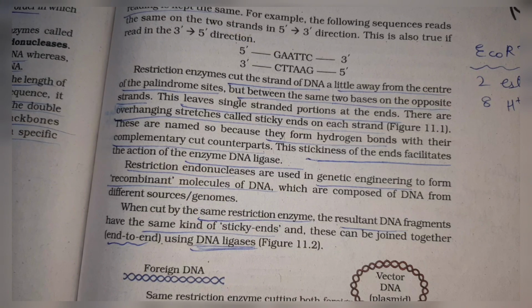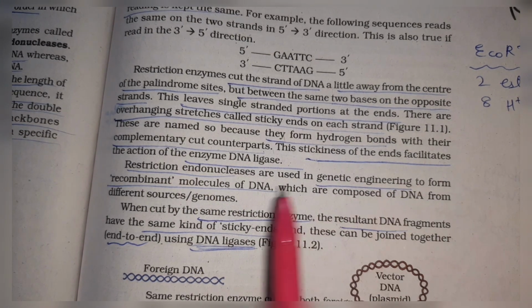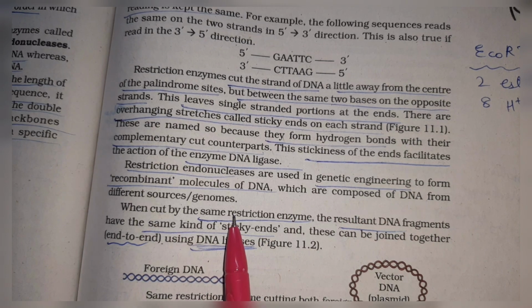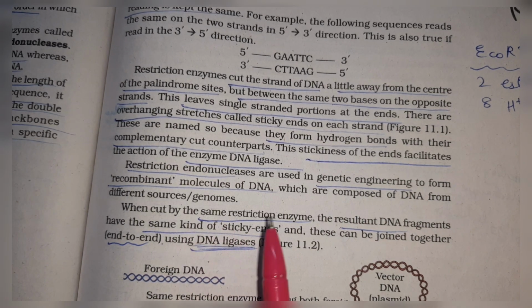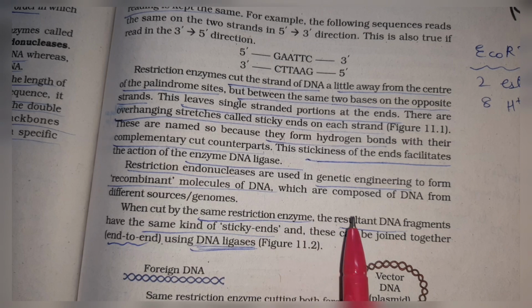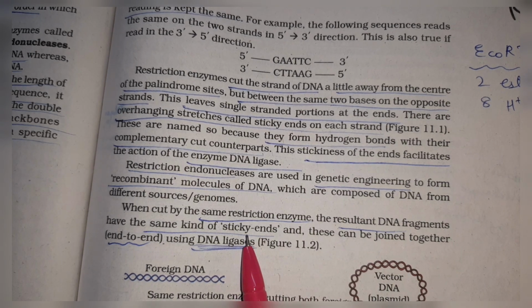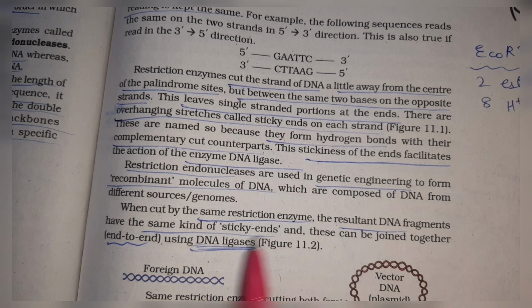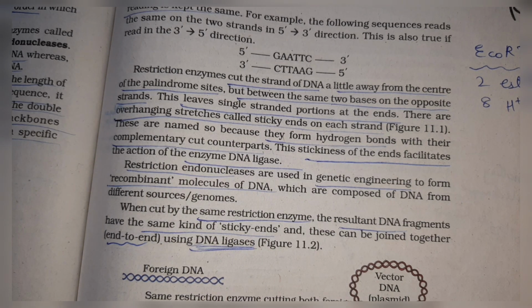Restriction endonucleases are used in genetic engineering to form recombinant molecules of DNA, which are composed of DNA from different sources or different genomes. When cut by the same restriction enzyme, the resultant DNA fragments have the same kinds of sticky ends, and they can be joined together end to end using DNA ligases.